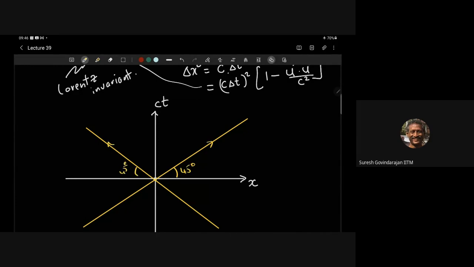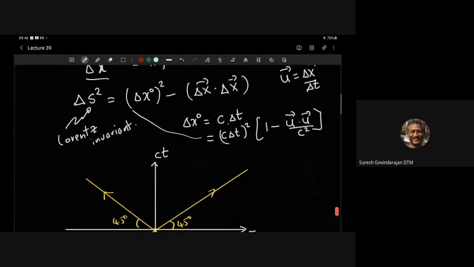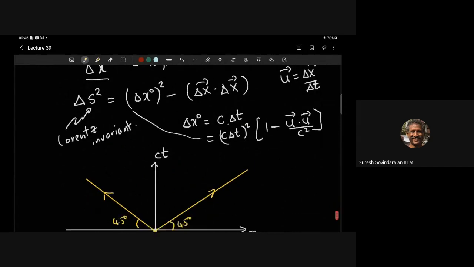So if I have a light ray coming from this side, this is how light rays move, and you can see that for light rays the delta S is 0. And one more thing we see here is delta S square could be any sign. It could be positive, 0, it could be negative. At least we see that for light rays it is 0.